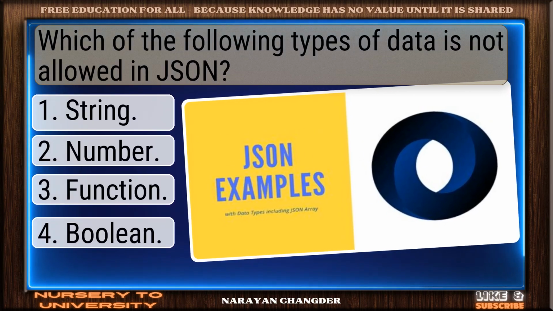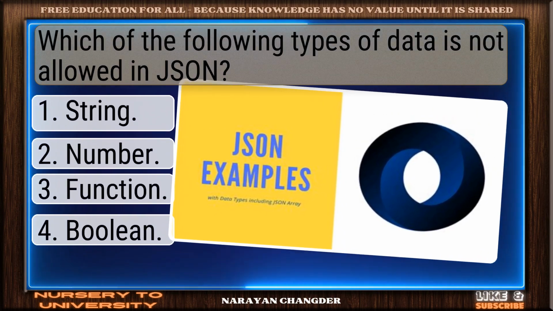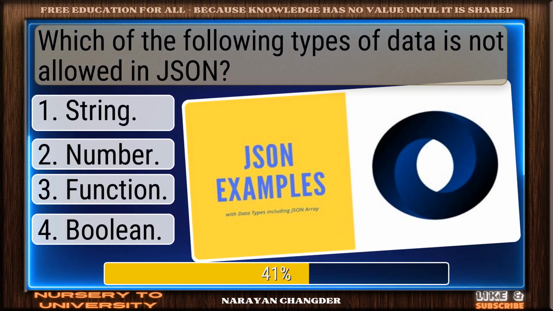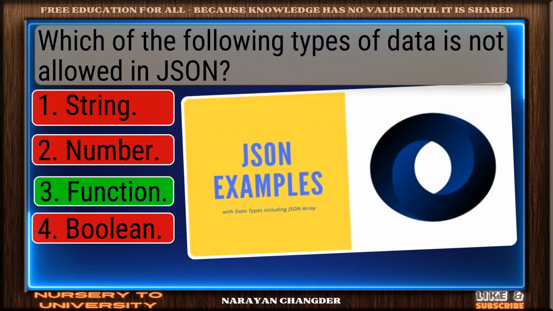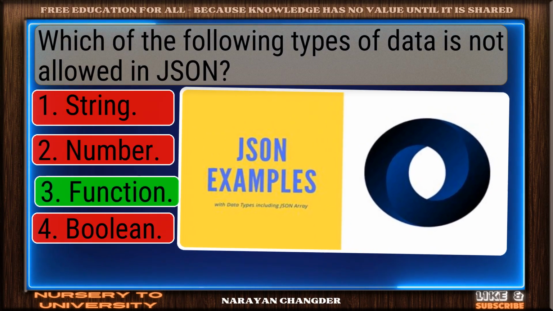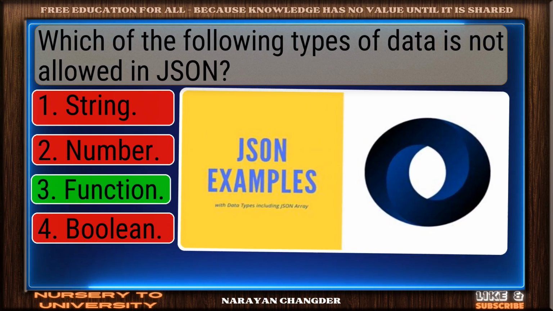Question number 21. Which of the following types of data is not allowed in JSON? You're right. Function is the correct answer.